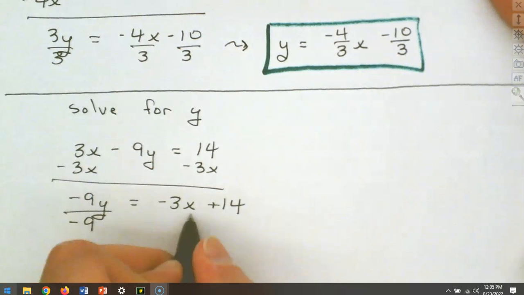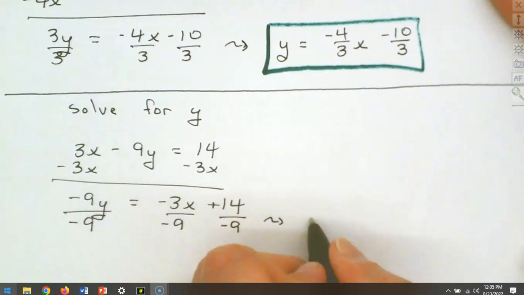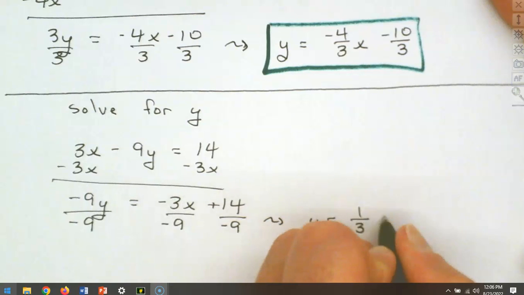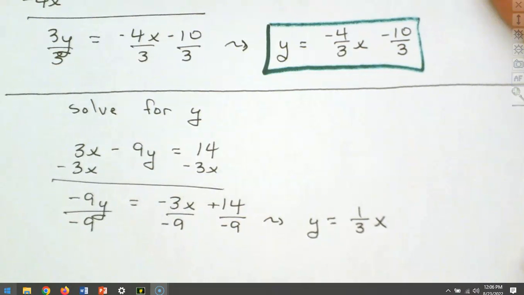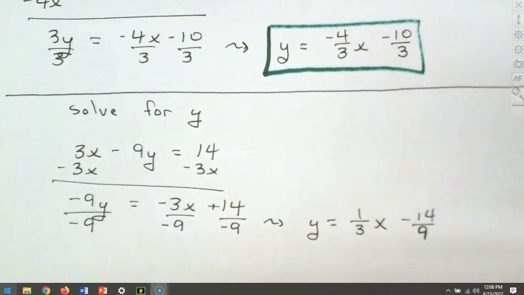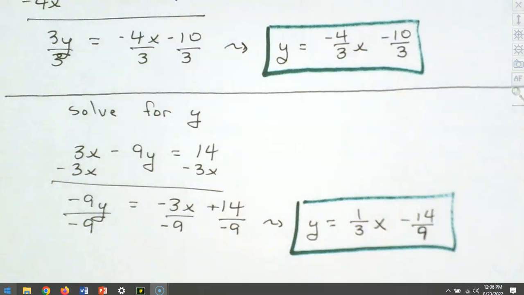Divide by our negative 9. And we're going to reduce if we can. And a negative over negative is going to make that positive. So we've got our y on the left. Negative and negative makes it a positive. And 3 over 9, well, that reduces down to 1/3. So that's going to be a 1/3 x. 14 and 9 have nothing in common. So that's going to be a minus 14 over 9. And that's called a literal equation.